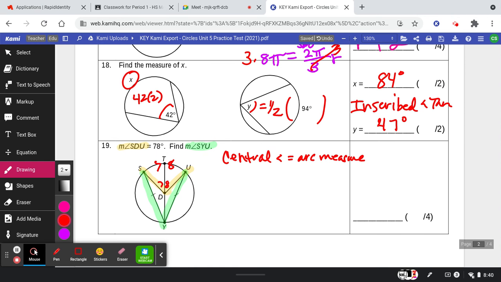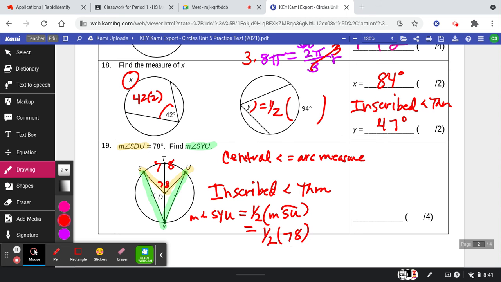So I write the reason central angle equals arc measure, and I fill it in. Now that I have that outer arc, now I can go get the inscribed angle. When I go from big arc to little inscribed angle, am I going to double it or half it, Morgan? Take half of 78 for me and tell me what you get. 39? Thank you. So my angle is 39 degrees.